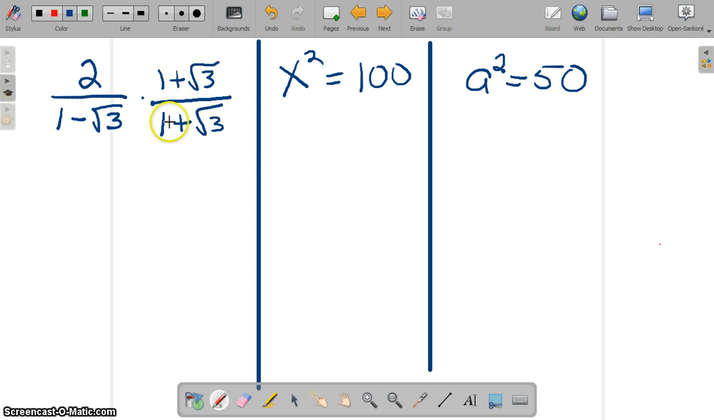This is called the conjugate. 1 plus radical 3 is the conjugate of 1 minus radical 3. And this is why I chose to use it. Watch what happens. I'm going to change colors. I'm going to multiply the numerators together, first of all. We're going to put it together like this.